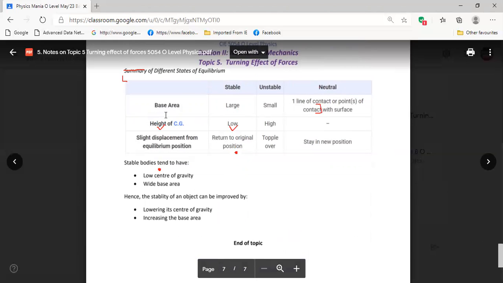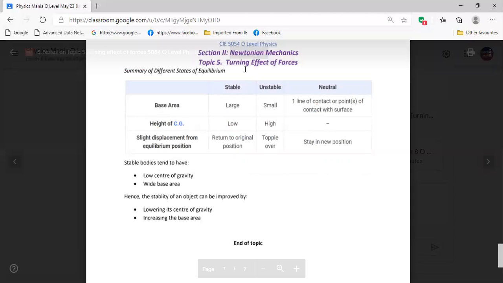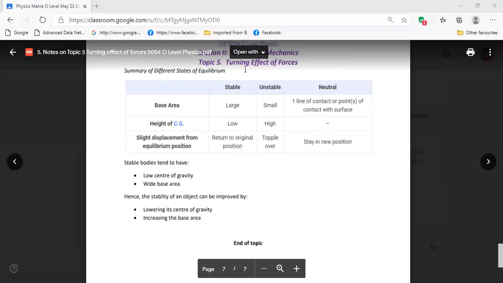Okay, now here we are having the gist. Here we have the gist. So this one, right?